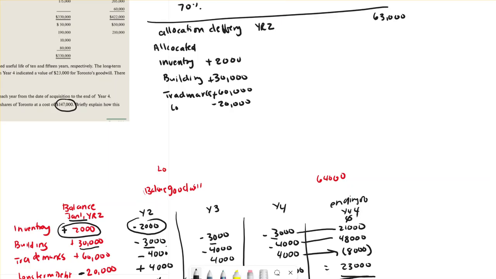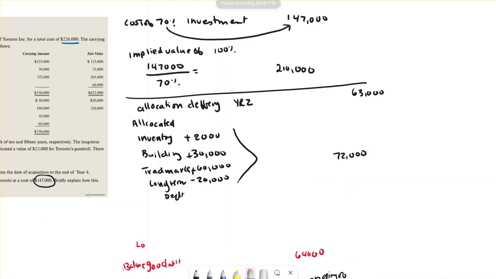So long-term debt, and that is debt. And if I add and subtract, I don't know the number. 2 plus the 30 plus the 60 minus the 20, and that is my 72,000. So what we have is 72,000. So that was my, before we get there, that's the implied value was 210, and I skipped a step in between.